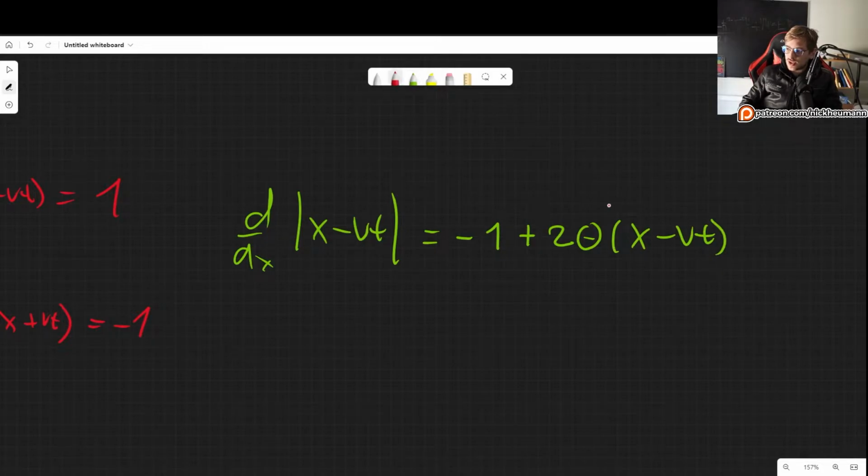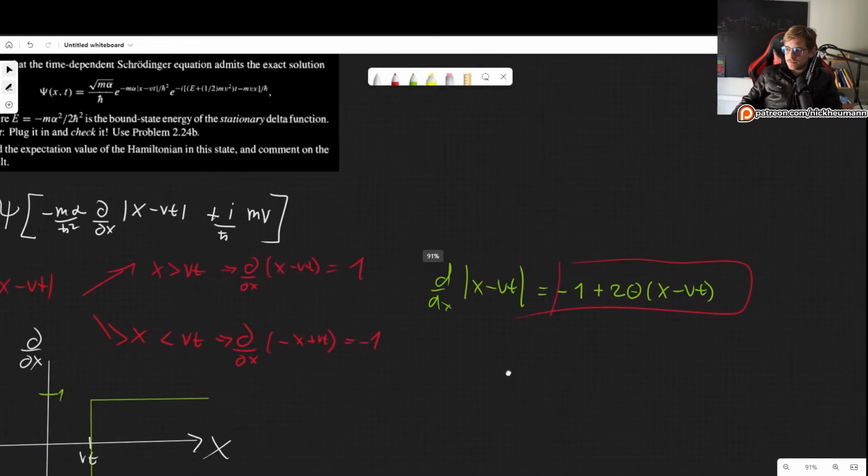So again, let's check. Whenever x is smaller than vt, this is 0, and we get that the derivative is minus 1. But when x is greater than vt, this turns on, it becomes 1, and we get minus 1 plus 2, which is 1, which is exactly what we need. So this is our derivative.